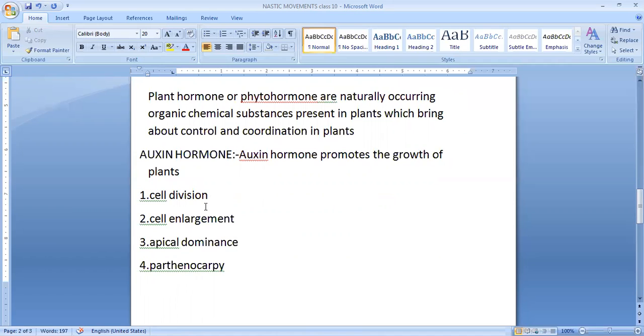Auxin helps in cell division. It helps in cell enlargement. It helps in apical dominance and parthenocarpy. Parthenocarpy means formation of seedless fruit. And apical dominance means if the apical bud is removed, the lateral buds sprout and start developing. Due to the apical bud, the lateral buds were unable to develop, and this phenomenon is called apical dominance. All these things happen due to the presence of auxin. Auxin is secreted at the tip of root and shoot.